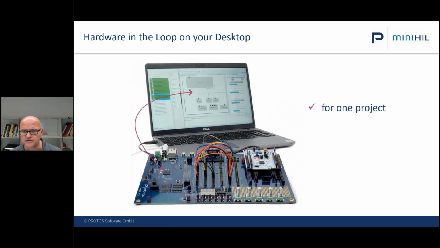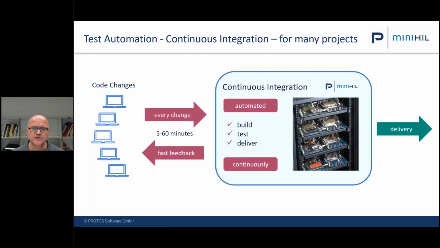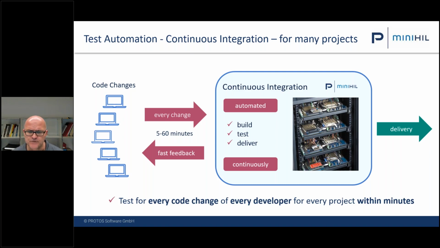But if you have more developers, or the developers are distributed worldwide or in several locations, or the projects are just bigger, or you have more than one project, then probably continuous integration is a good idea. So every code change is automatically built and tested on the continuous integration server and probably delivered also. Here you see a test setup with 8 mini-hill boards. So for 8 different projects, every commit is tested also in hardware in the loop. That's the idea here. So that way you get every code change of every developer tested within minutes.